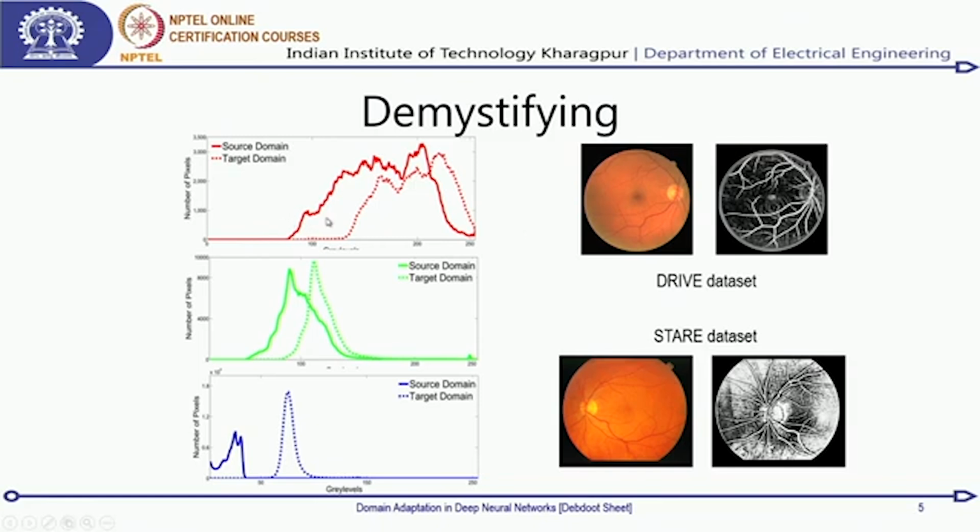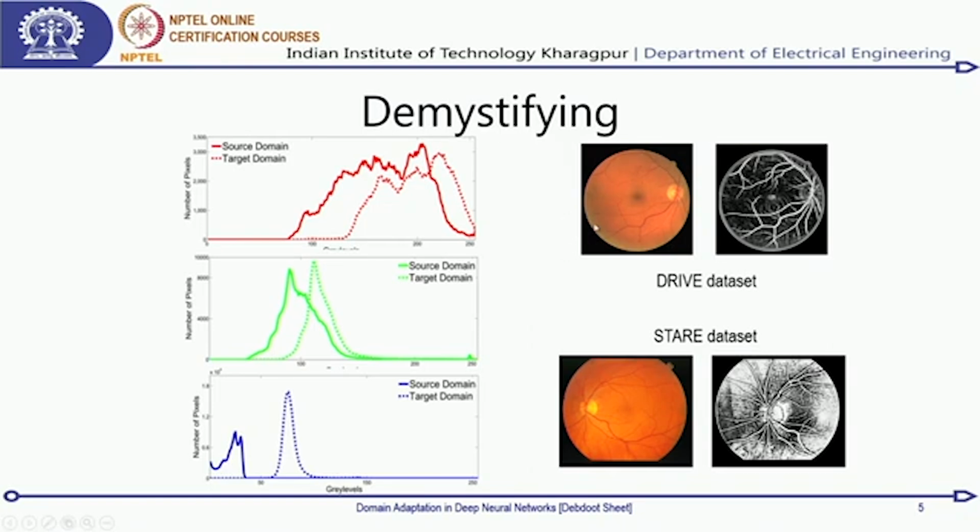Once you have your source domain, which is the DRIVE dataset, what we are plotting is the histogram of the pixels which represent the vascular region or the vessels. In the DRIVE dataset, this solid red line is the histogram of the pixels underneath the blood vessels. The dotted line is the histogram for my target domain, which is the STARE dataset. This is what we call the target domain, where we are going to employ our model once it has been trained on the source domain, the DRIVE dataset.